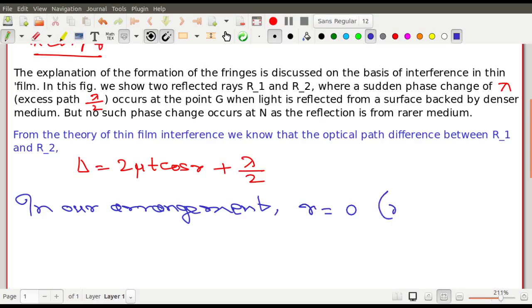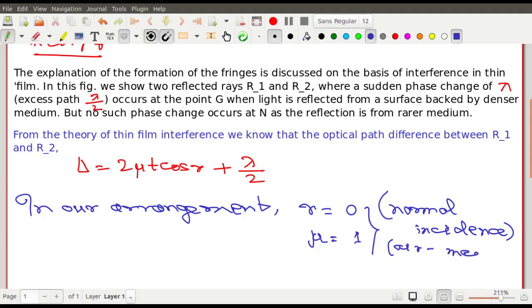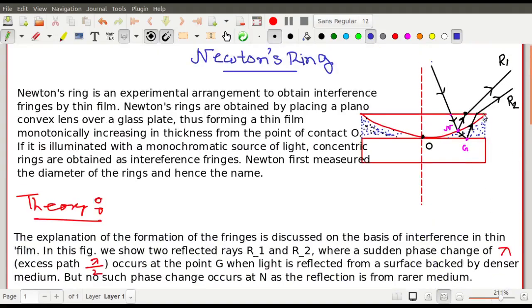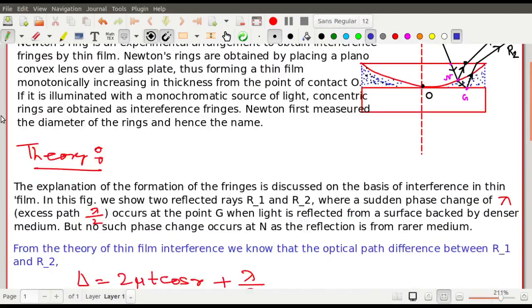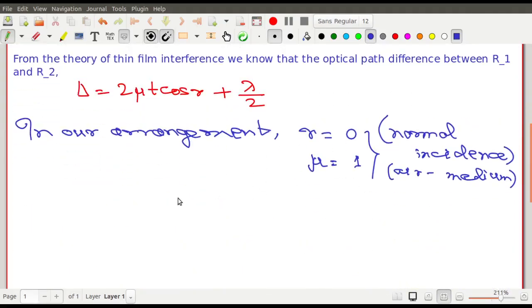is 0 degree. Why is it 0 degree? For normal incidence. So I consider normal incidence. If i is 0, then r must be 0 in order to satisfy Snell's law. And this mu is over here 1. So mu is the refractive index of the medium in between. In our case, it is the air medium. So the medium in between the glass plate and the plano-convex lens is nothing but the air medium. So that is why we follow it in this particular way.